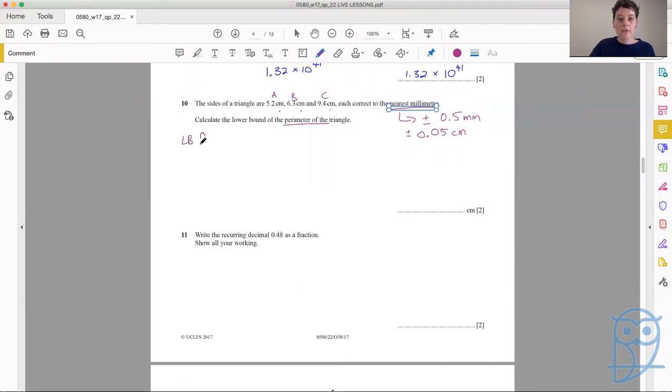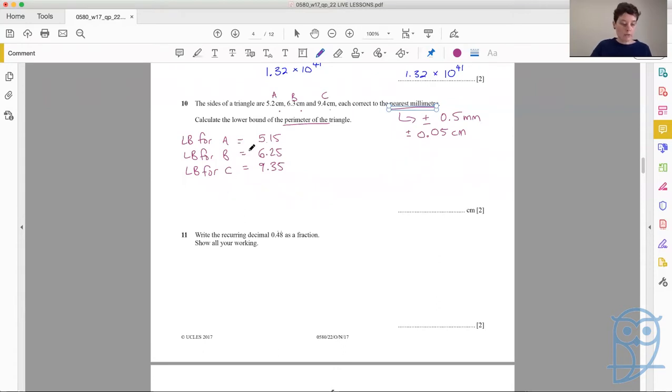So our lower bound for A is going to be 5.2 minus 0.05, so 5.15. Our lower bound for B is going to be 6.3 minus 0.05, so 6.25. And the lower bound for C is going to be 9.4 minus the 0.05, which gives us 9.35. So now we've got the lower bound for each side.